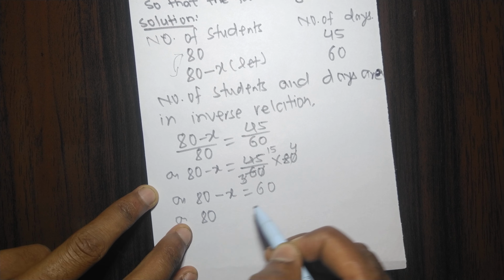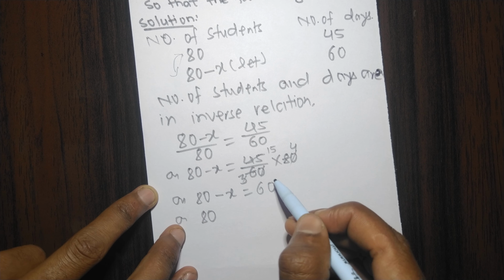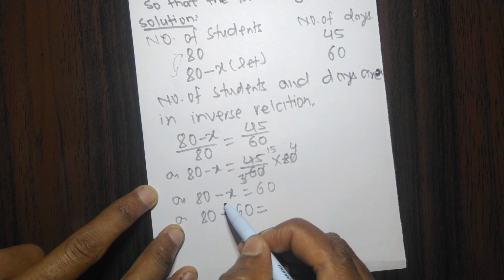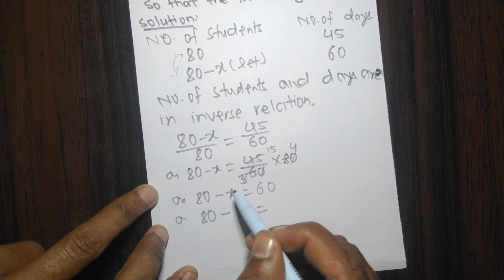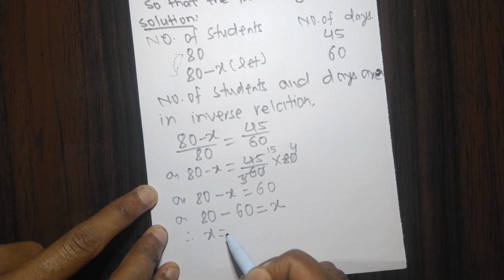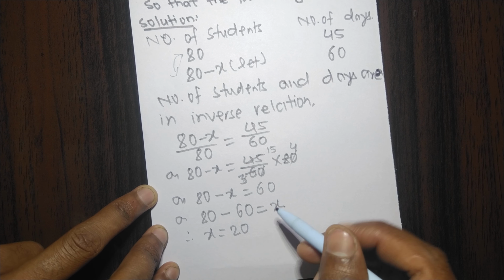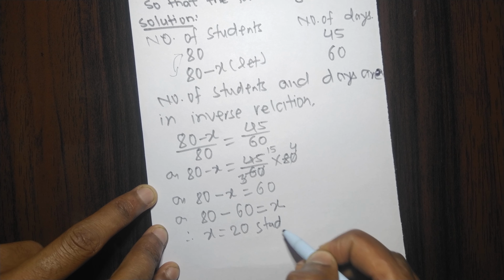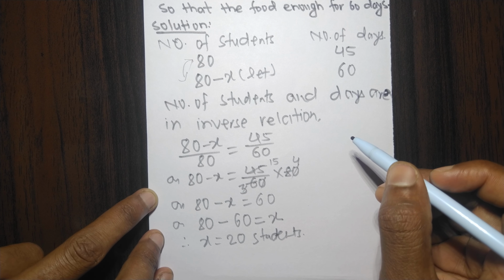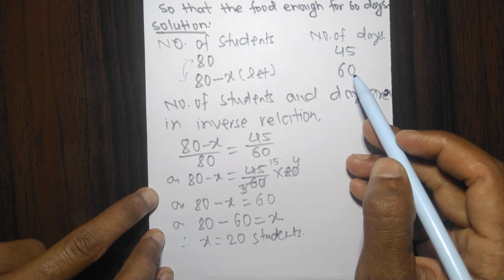So now 80, 60 in plus, moving this side becomes minus. This x in minus, moving to the opposite side becomes plus. So x is equal to 20. So 20 students should leave the hostel so that the food will be enough for 60 days.